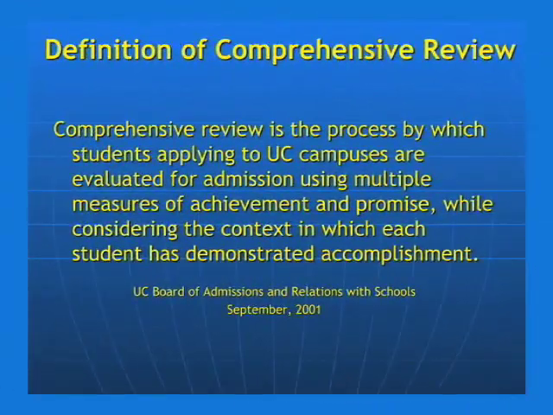What is comprehensive review, you may ask? Here you will see a definition of comprehensive review, which was approved back in September of 2001 from the UC Board's Committee. As you can see, quote, comprehensive review is the process by which students applying to UC campuses are evaluated for admission using multiple measures of achievement and promise, while considering the context in which each student has demonstrated accomplishment. And keep in mind that this is going to vary for each individual student.